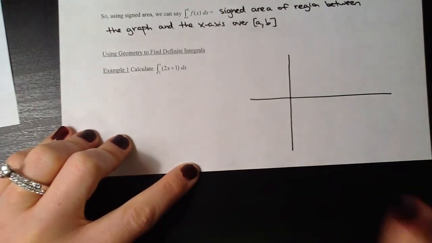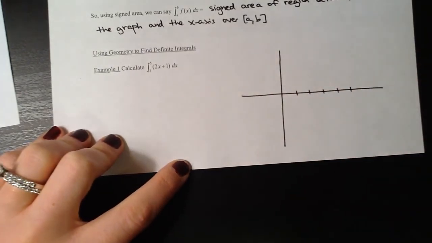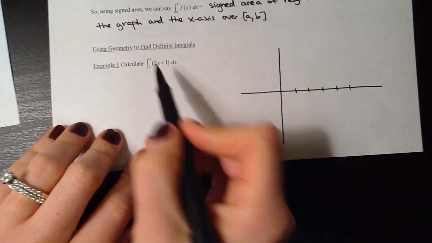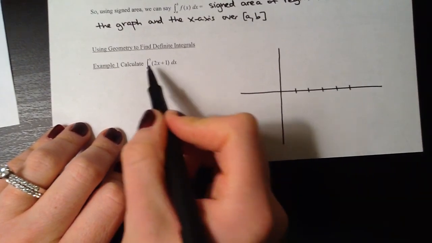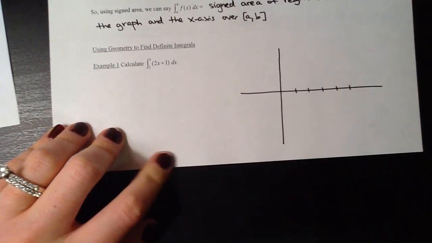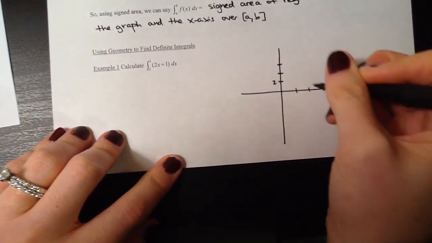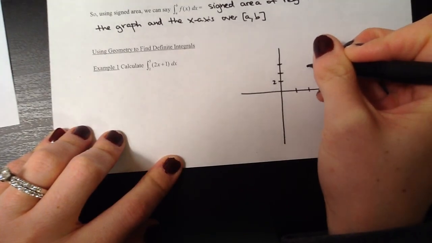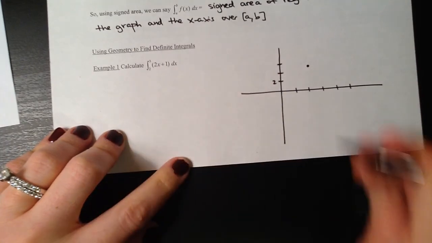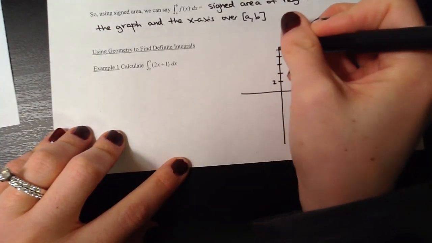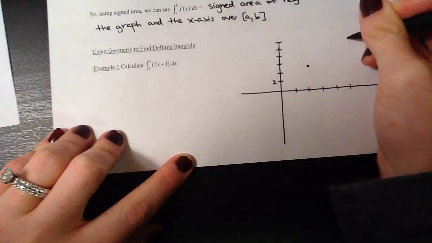We're going from 2 to 5, so if you're looking on your x-axis, we've got 1, 2, 3, 4, 5. The best way to get an accurate picture, of course, is to know where this function is at 2, where this function is at 5. So if we plug in 2, f of 2, we have 2 times 2 plus 1, so that is 5. So let's go up by 2's here. 2, 4, 6. So right there is the point (2, 5). Then if we plug in 5, 2 times 5 plus 1 is 11. So 2, 4, 6, 8, 10, and 12. So at 5, we're up here at 11.